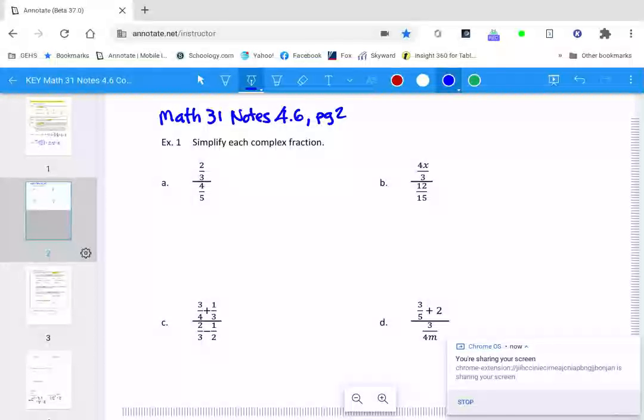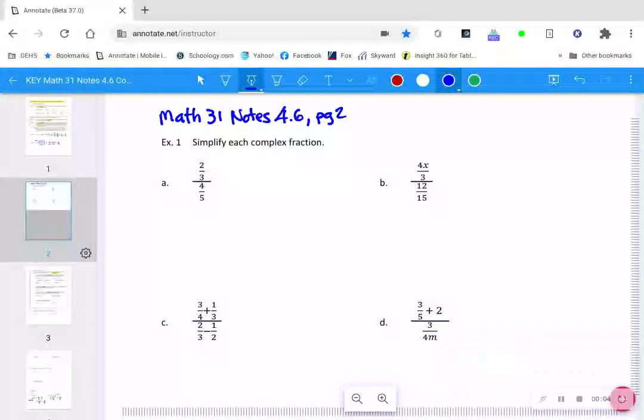Okay, we're on page 2 of the notes for Math 31, section 4.6. And we learned on page 1 two different methods of handling complex fractions. This one's complex because it's got a fraction in the numerator, and it also is complex because it has another fraction in the denominator. It doesn't have to have both. So what we're going to do is interpret the middle bar as division, and this becomes 2/3 divided by 4/5.